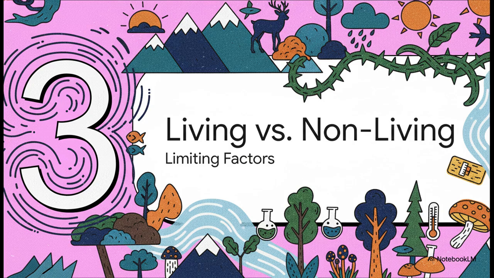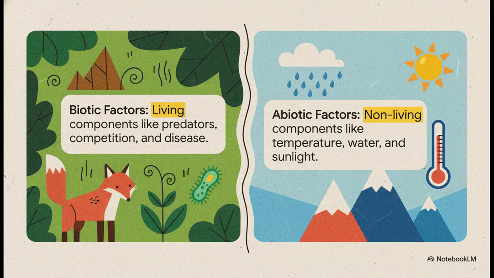Okay, so we get it. There's a limit. But what exactly is that limit made of? What are the actual forces at play that create and enforce this carrying capacity? It really boils down to two main categories. First, you've got the living things, the biotic factors. Think predators, disease, that sort of stuff. Then you've got the non-living things, the abiotic factors. This is all about the physical environment.